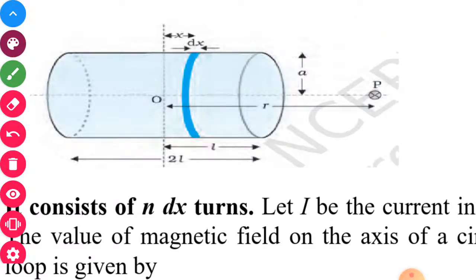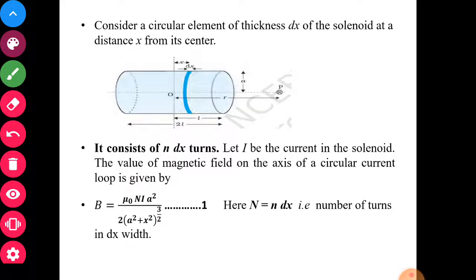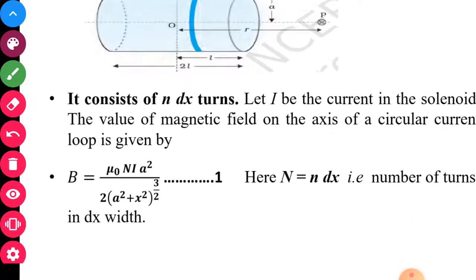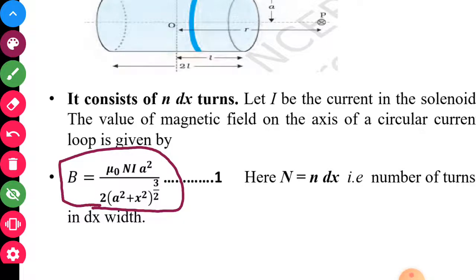Okay, so we have this formula which we have derived in our 4th chapter, that the magnetic field produced by a current loop of n number of turns is given by mu 0 n I a square upon 2 times (a square plus x square) raised to 3 by 2. That is a very long discussion we had in chapter number 4, so that is already derived.